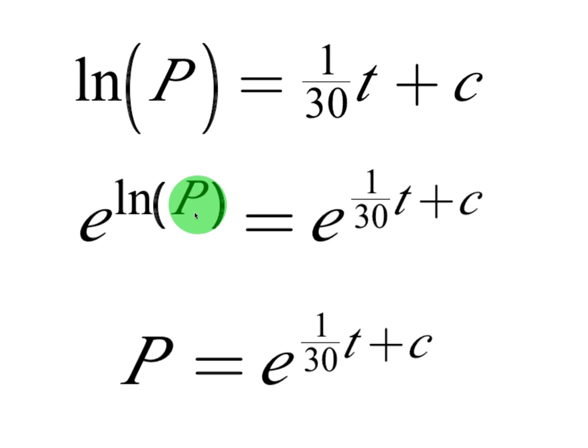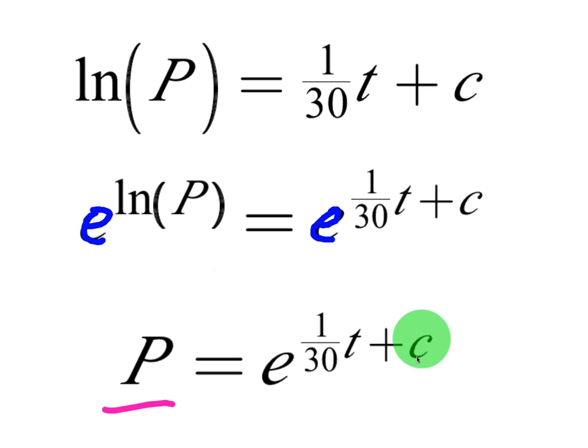Now we want to get p by itself because we want to figure out the population of rabbits after 10 years. So we're going to make both sides of the equation the exponent of e. What that will in effect do is cancel this natural log, and now we just have p by itself, which is what we wanted to begin with. Now we have p is equal to e to the 1/30th t plus c.